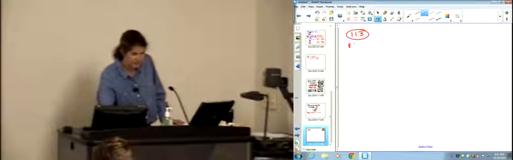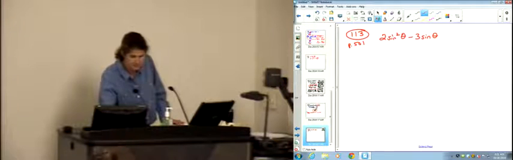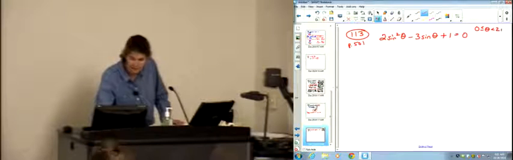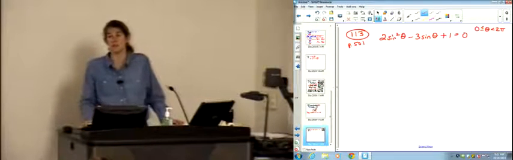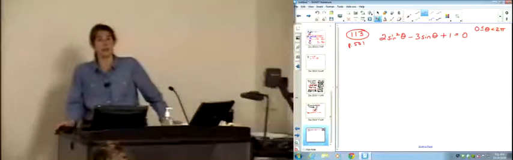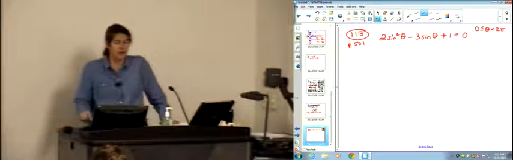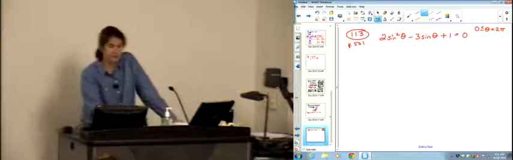On number 113, over on page 501, we have this equation to solve: 2 sine squared theta minus 3 sine theta plus 1 equals 0. We want to solve this equation from 0 to 2 pi. That's typically how they ask us to solve the equations. It's on that interval from 0 to 2 pi, including 0, but not including 2 pi. All right, so we've got this equation.